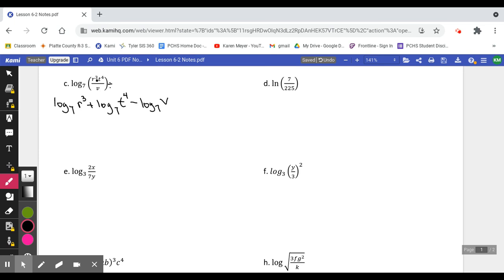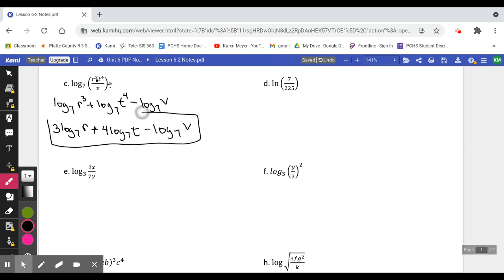Then I just scan, do I have powers? Yes, I do. If I have powers, then move them out in front. So 3 log base 7 of r plus 4 log base 7 of t. The v doesn't have any power, so I don't do anything with that. So I just say minus log base 7 of v. Done.